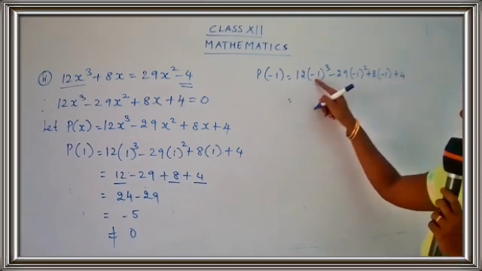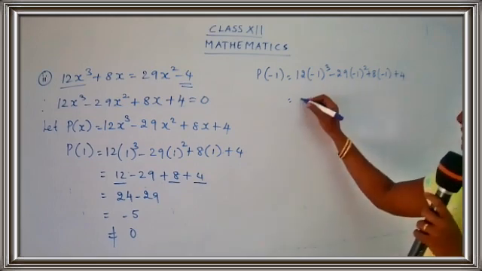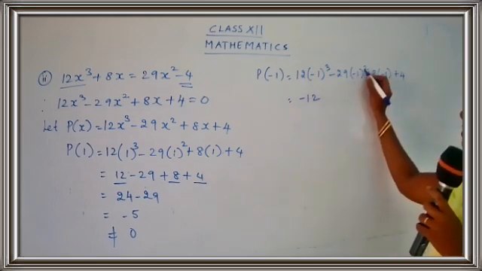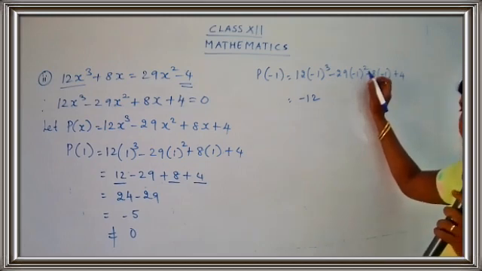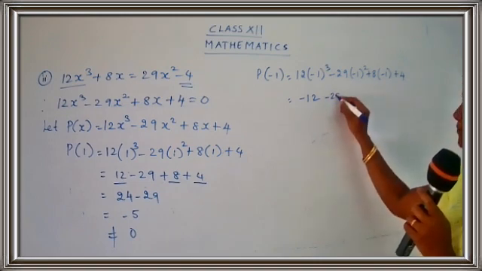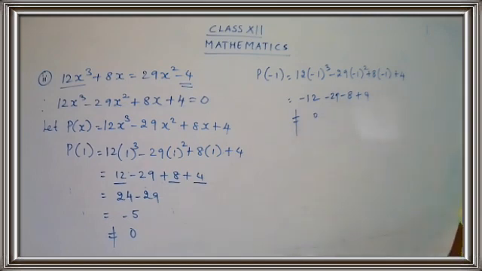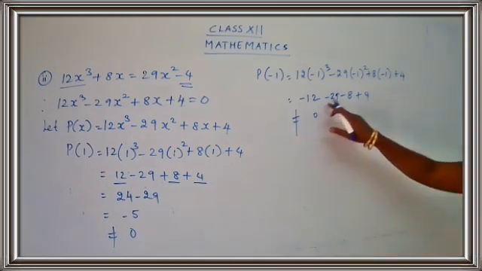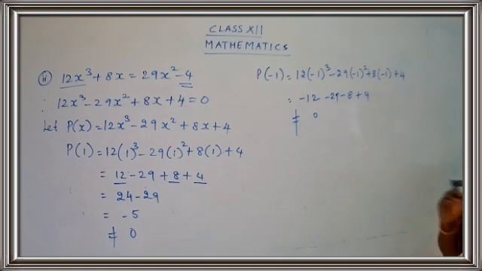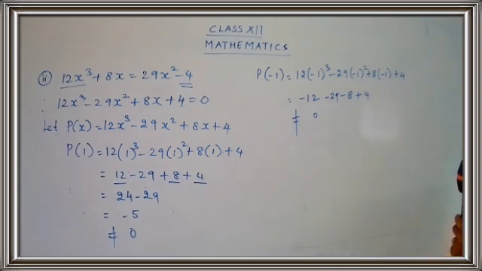So what you get here? Minus 1 cube is minus 1 into minus 1 into minus 1, minus 1, so minus 12. Minus 1 square is minus 1 into minus 1, minus minus is plus, so this is plus, and you have minus 29. This is minus 8, this is plus 4. This answer is not going to be 0. Here minus, minus, minus, so you are not going to get a 0 answer. All the numbers are different. You don't have any same numbers which can be cancelled. If you want, you can simplify it. It's your wish. But here the answer is not going to be 0.